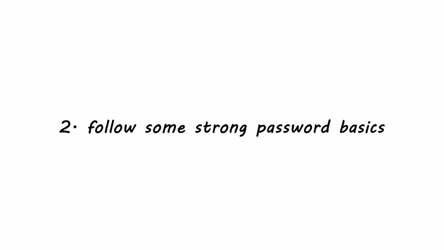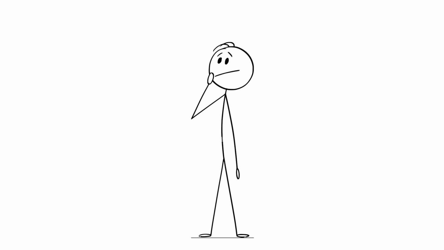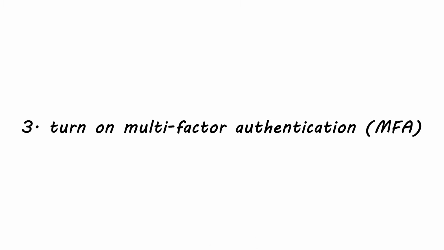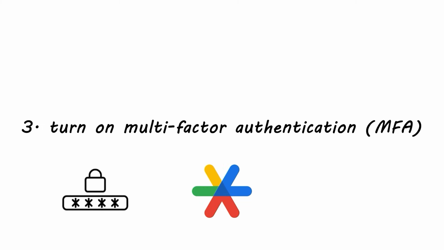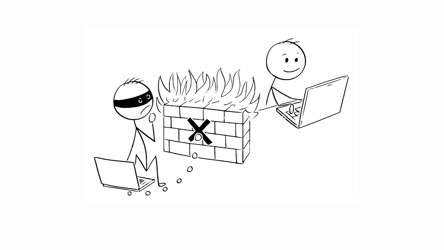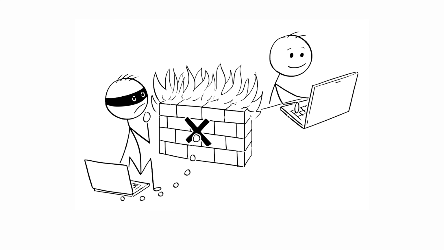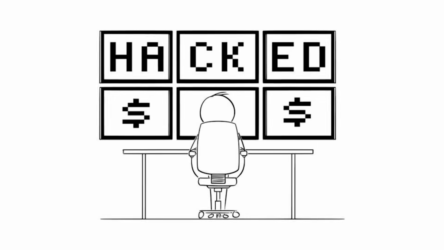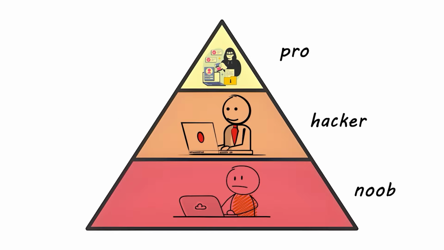Second, follow some strong password basics. Aim for 14 characters or more. Don't base your password on your name, your birthday, your pet, your partner, your favorite band, or anything that appears on your social profiles. Third, turn on multi-factor authentication, MFA, wherever you can. That's where you log in with your password and then confirm with a code, an app, or a hardware key. Even if a noob gets your password, they hit a wall at that second step. If you do those three things, you've already defeated a huge percentage of real-world attacks. But we're not done. Let's level up.